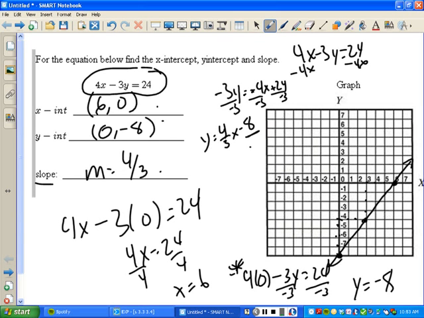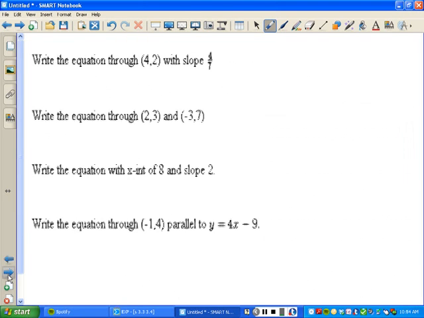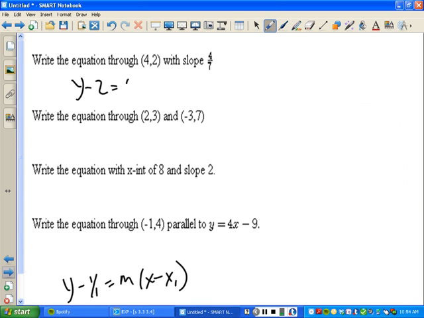Any questions on that? Okay. All right. Here, this is section 3.3. All of these problems are section 3.3. So, how do you do these problems? Well, the first thing you're going to have to do is use the equation y minus y1 equals m times x minus x1. You got to use that equation. So here you're going to say it's y minus 2 equals m times x minus x1.